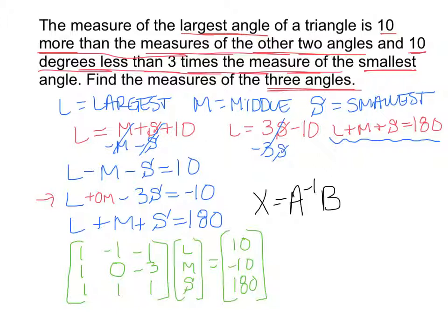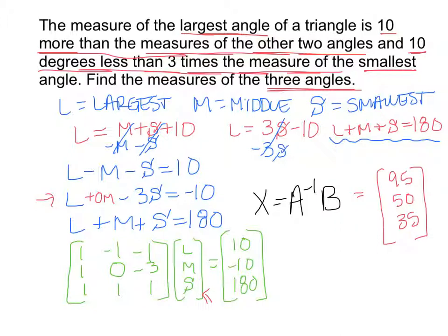And again, since this is a 3 by 3 matrix, what we want to do is rely on our technology in order to solve that for us. And when we do that, we should end up with a 3 by 1 matrix. So when I did that, I got a 3 by 1 matrix that was 95, 50, and 35.